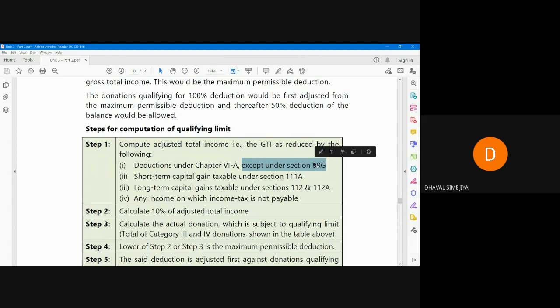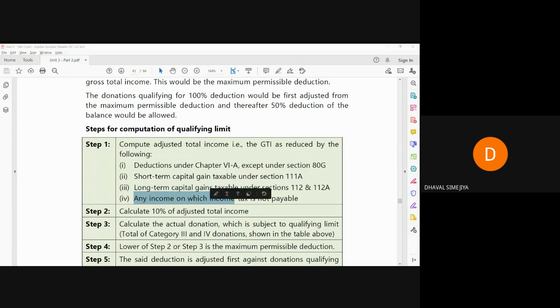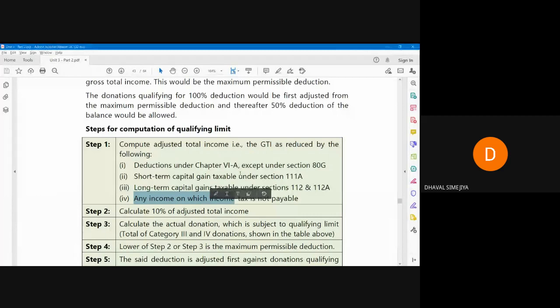So minus deductions, minus short-term capital gain, minus long-term capital gain, minus any income on which income tax is not payable. It means exempt income, agriculture income, profit from partnership firm, profit from HUF. These are the exempt incomes in which you are not supposed to pay any tax. Chalo, let's consider it in an Excel sheet.